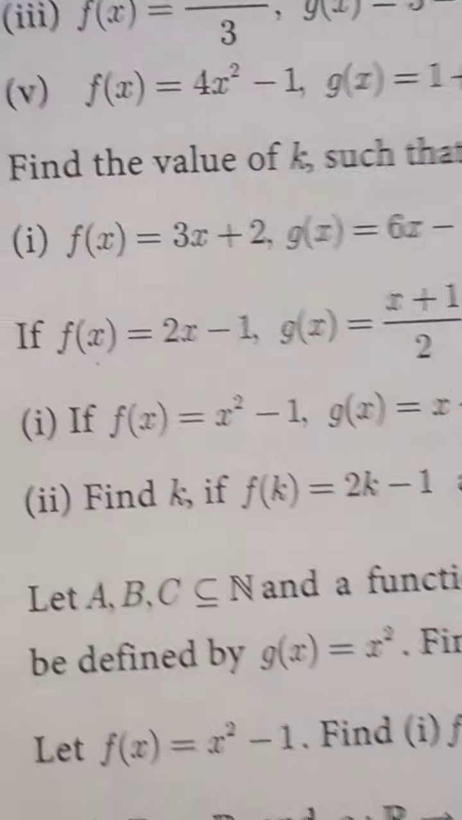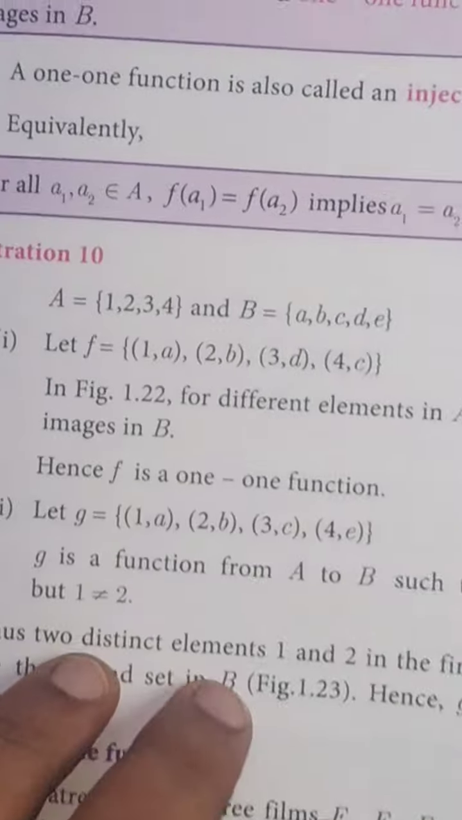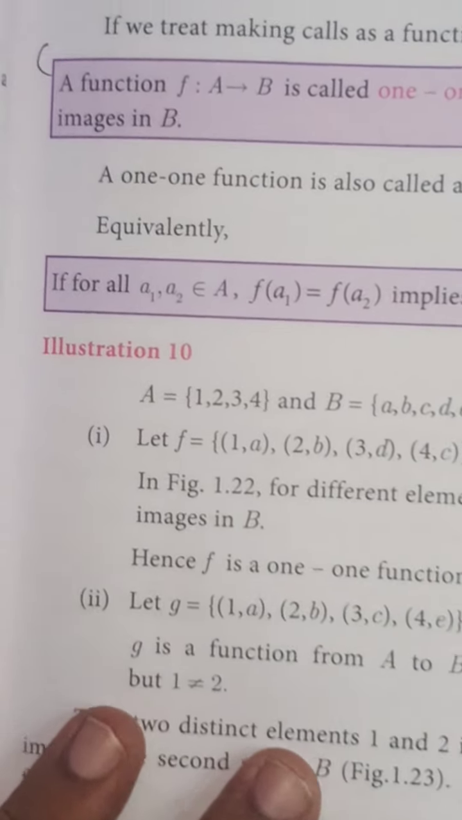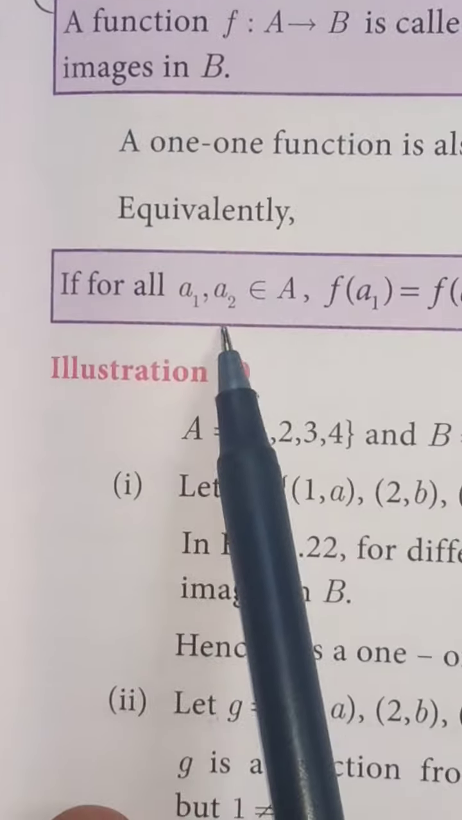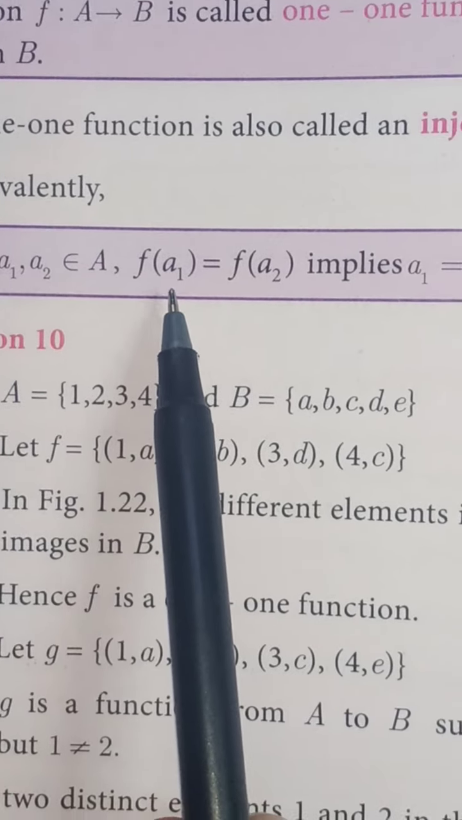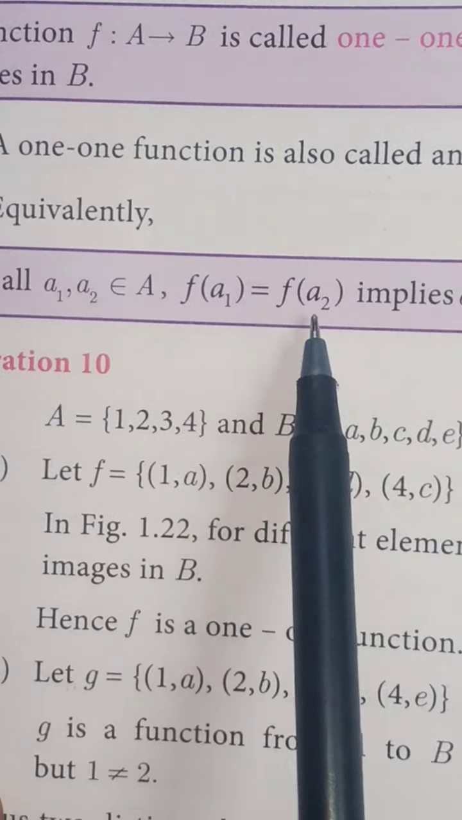Okay, already we have proved one problem. This is the condition for proving one-to-one: for all a1, a2 belonging to the set A, if we prove f of a1 equals f of a2 implies a1 equals a2, we can say f is a one-to-one function. Very important note. Now, not proof, actually we have to verify whether it is one-to-one or not.